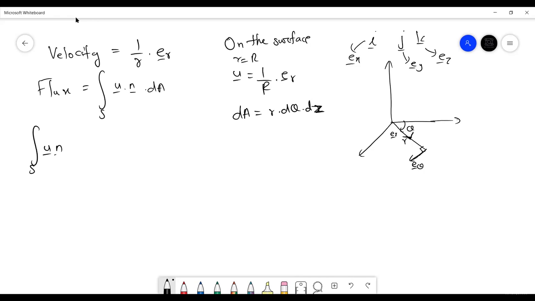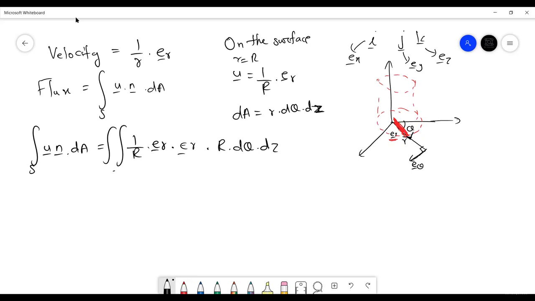So U dot N dA is equal to, what is U? That is 1 over R into e to the power R, e_r, dotted with N. So we know the cylinder. I'll draw the cylinder in this figure itself. Here, this will be our cylinder. What is the unit vector perpendicular to the cylinder? If you see the figure, the unit vector along this radius, this radial line, would be e_r again. So the unit vector is also e_r, times R d theta dz.